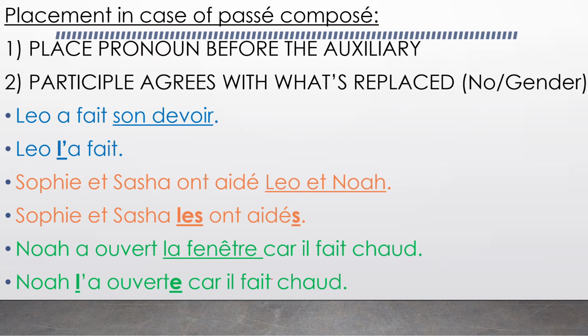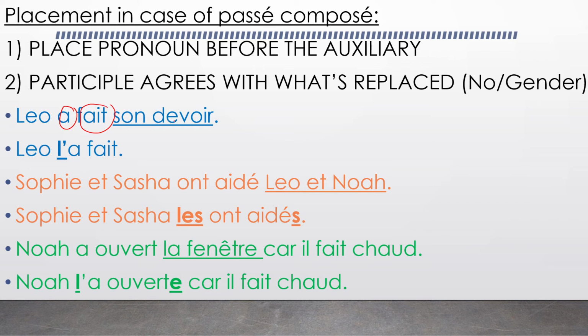Now, the last placement rule is in the case of passé composé. What do you do? On the previous one, it was one conjugated, one full. In passé composé, both are conjugated because you have one auxiliary and you have one participle. So what do you do? You will place the pronoun before the auxiliary. Okay, that is before the first conjugated verb.